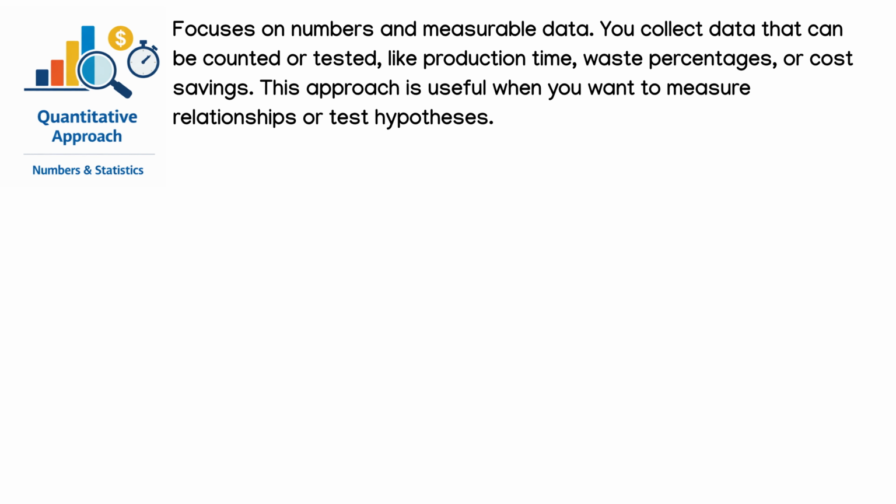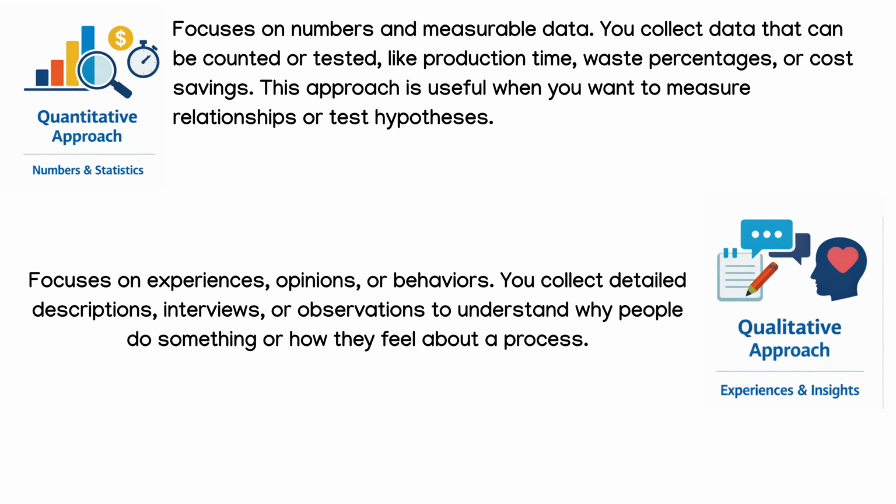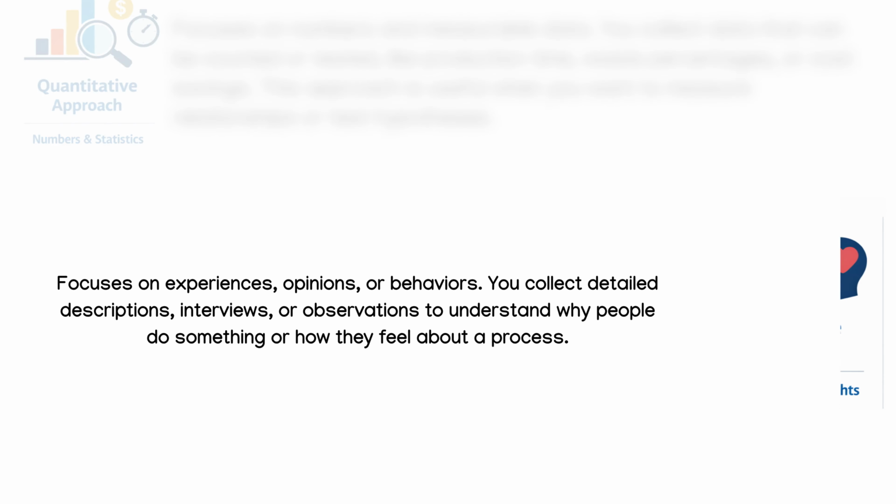Quantitative approach focuses on numbers and measurable data. You collect data that can be counted or tested, like production time, waste percentages, or cost savings. This approach is useful when you want to measure relationships or test hypotheses. Qualitative approach focuses on experiences, opinions, or behaviors. You collect detailed descriptions, interviews, or observations to understand why people do something or how they feel about a process.